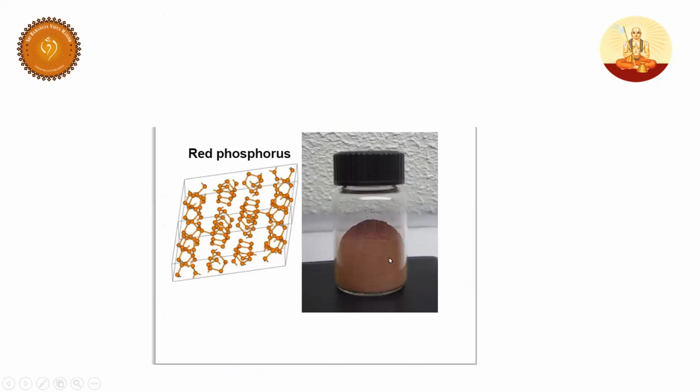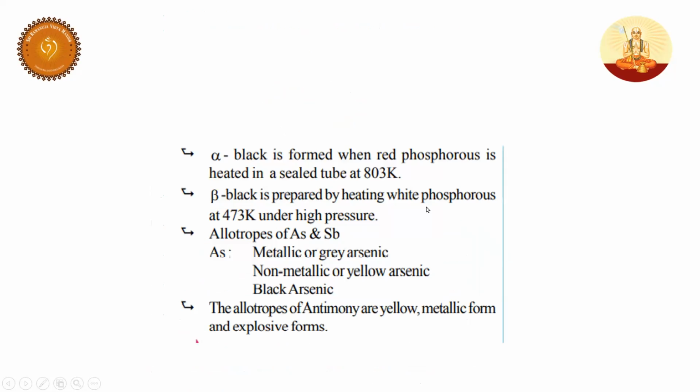So this is the red phosphorus, polymeric in nature, and it is stable because of its polymeric nature. And alpha black phosphorus is obtained when red phosphorus is heated in a sealed tube at 803 Kelvin. Please mute your phone. Please mute.